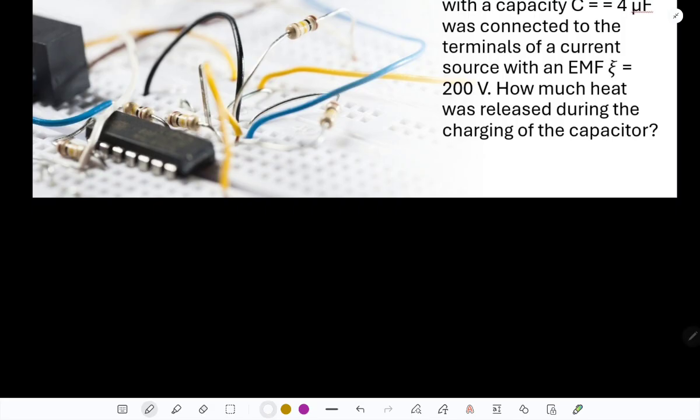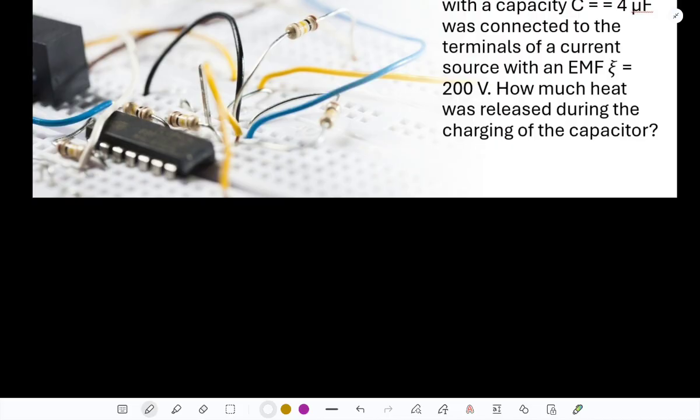And of course we can solve it according to the law of conservation of energy. And we know one such law is the first law of thermodynamics, and that is simply: heat given to the system equals increase in internal energy plus work done by the system. But in our case, we are going to regard the capacitor as the system and the voltage source as an external agent.